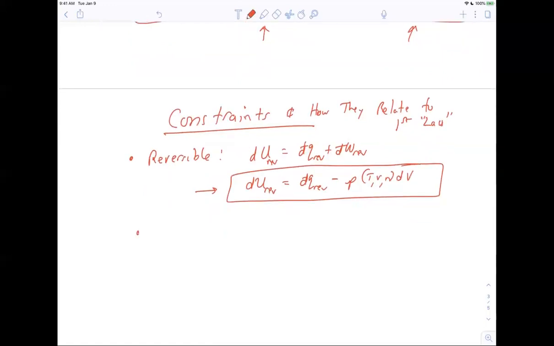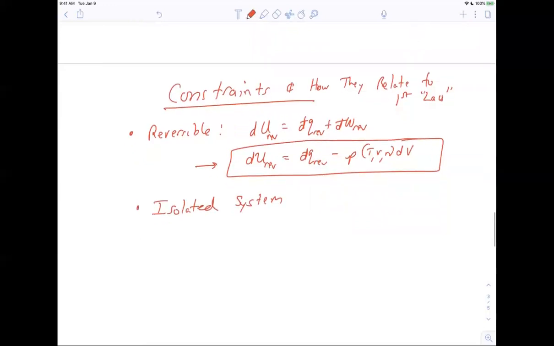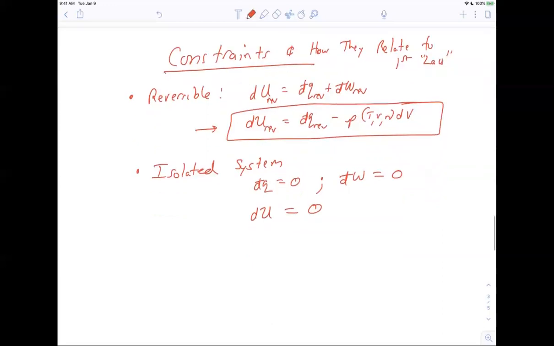All right. If you have an isolated system, okay, well, this is actually the easiest one, right? It's like the universe. So for an isolated system, dq is going to be 0. dw is going to be 0 if you have an isolated system. There's no interactions. And so in this case, then du is going to be 0. Okay, that's another constraint that may be imposed upon or used in a problem.